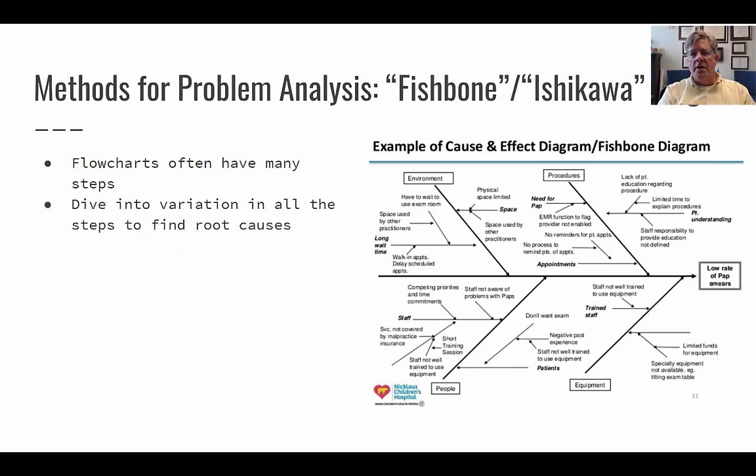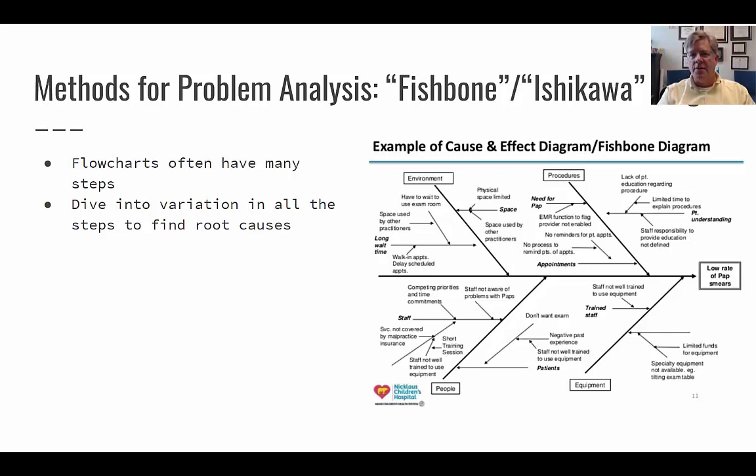The next method to cover would be the fishbone or the Ishikawa diagram. These are pretty popular ways to look at process variation. And in this case, what you would do, if you look at the example, the outcome is a low rate of Pap smears, and we might postulate that there's several big reasons why that happens. There might be a problem with the procedures, there might be a problem with the environment, there might be a problem with the people and the equipment.